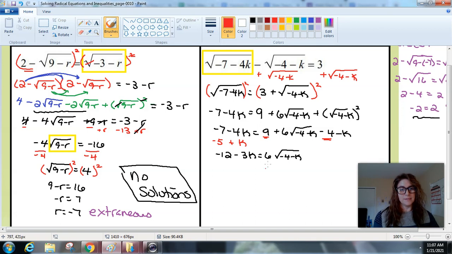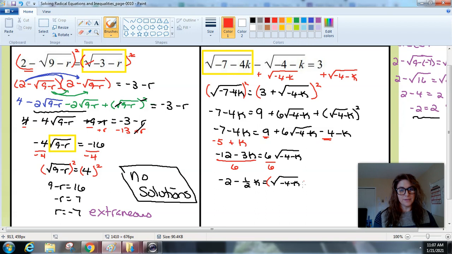Going to divide to get the root by itself. You got to divide everything on the side. -12 divided by 6 is a -2. -3 divided by 6 is a -1/2 k. And then we have the root. So we're going to deal with some fractions. Don't be scared.